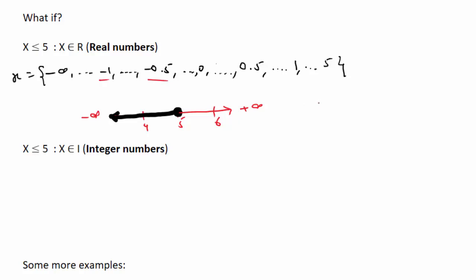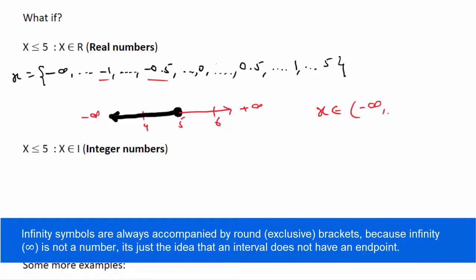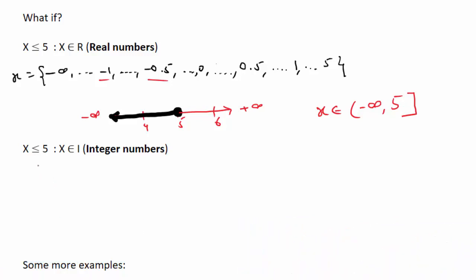And to represent it as a set interval, we will write x belongs to minus infinity to 5. And since 5 is included in our solution set, we will put a closing square bracket next to it. Let's consider the next case: what if x were integer numbers? In that case, the solution set for the above inequality will be x from minus infinity to minus 2, minus 1, 0, 1, 2, 3, 4, 5.